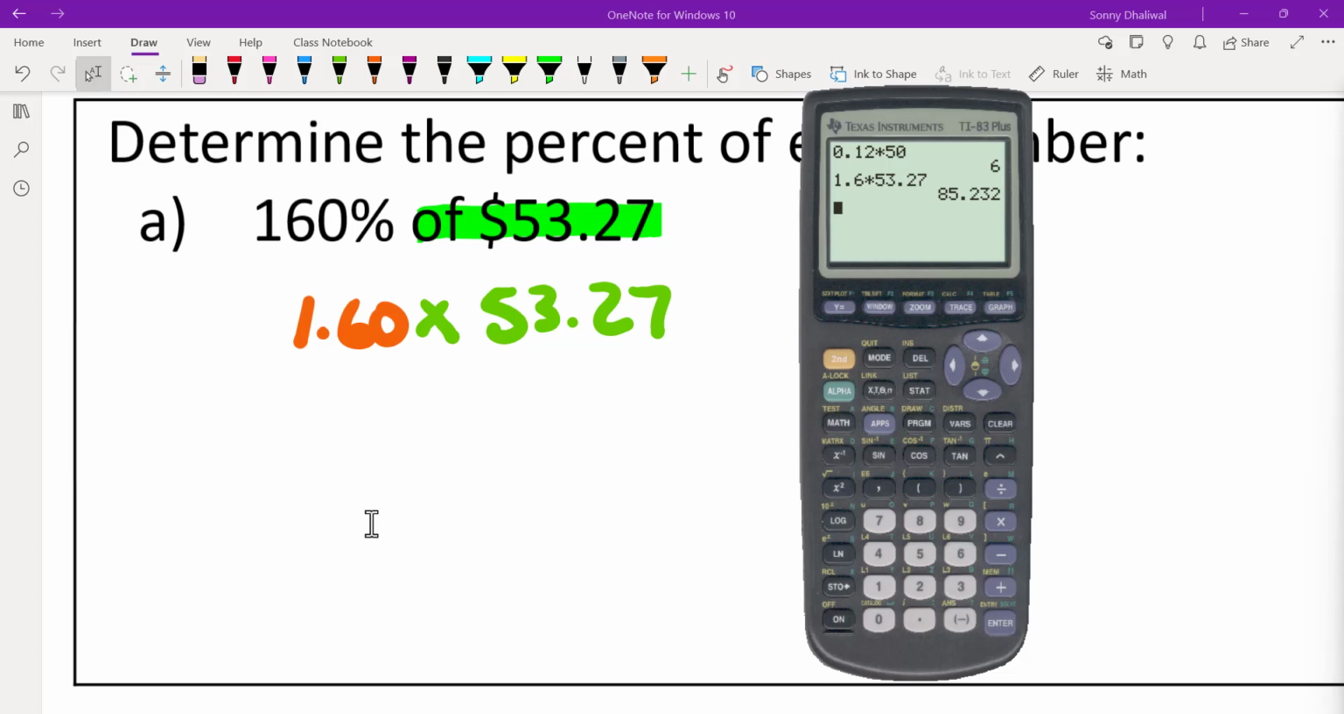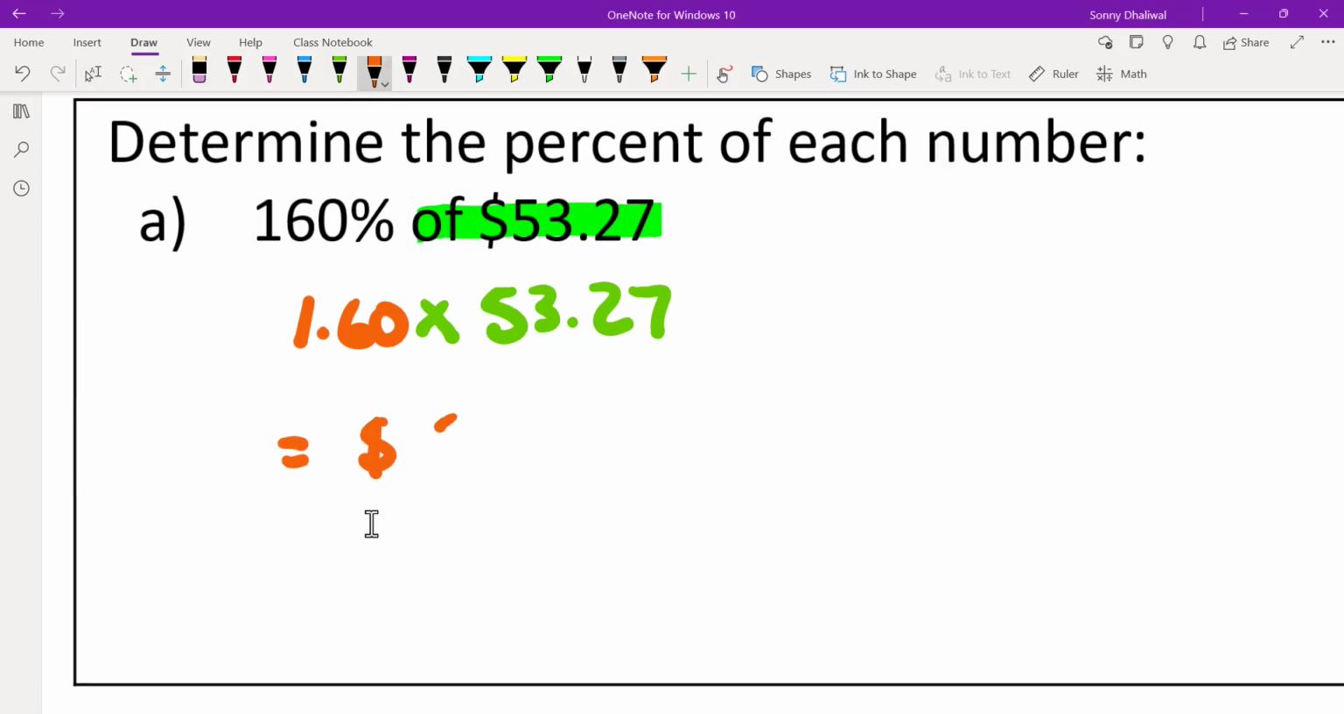Since we're talking about money here, how many decimal places should we have our answer to? 2, right? Because we have dollars and cents, and cents are measured in 2. So we're going to take it to the second decimal place, which is a 3, and we look at the number afterwards, it's a 2. Right? So that tells us if it's 5 or higher, we round up to the next cent. If it's lower than 5, it stays the same. So our answer is just going to be $85.23. All right? $85.23.